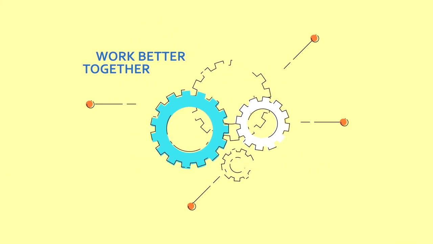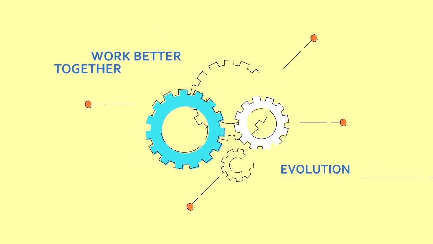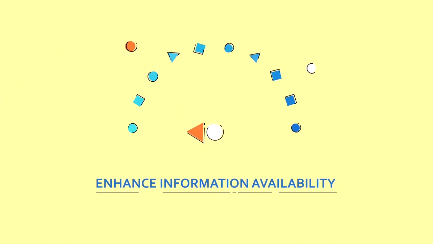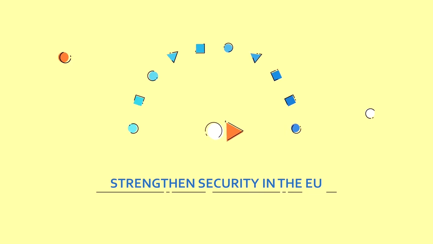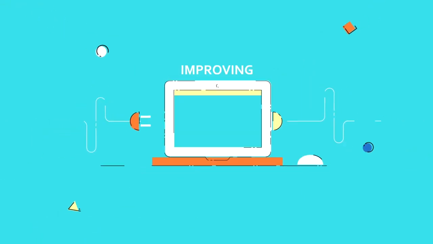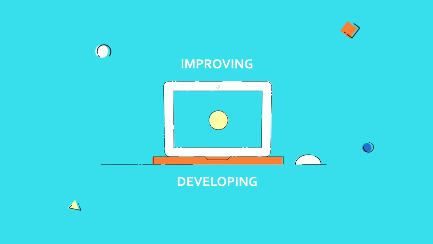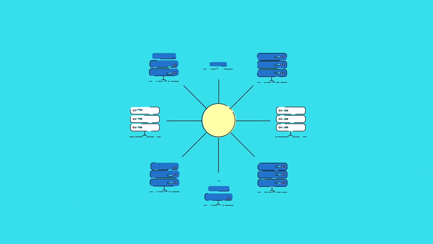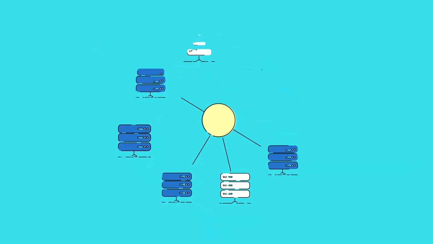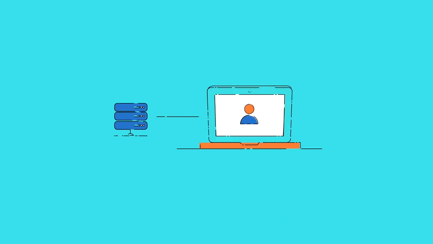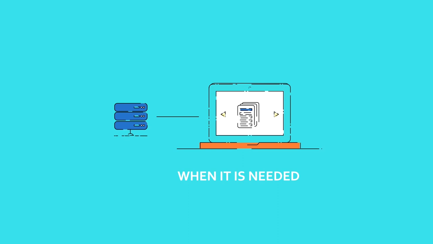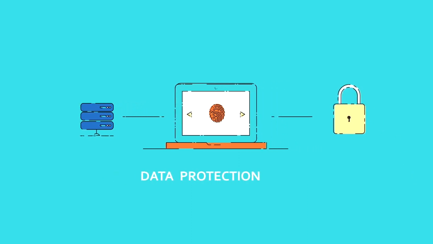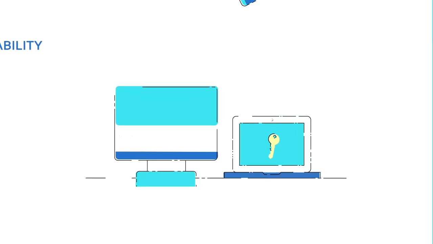Getting these systems to work together is seen as a necessary evolution to enhance information availability, improve efficiency, and strengthen security in the EU. EU-LISA is improving and developing technical interfaces that will make interoperability between IT systems possible, so that the ability for relevant authorities to effectively access data when it is needed is made possible whilst all data protection requirements are fully met.